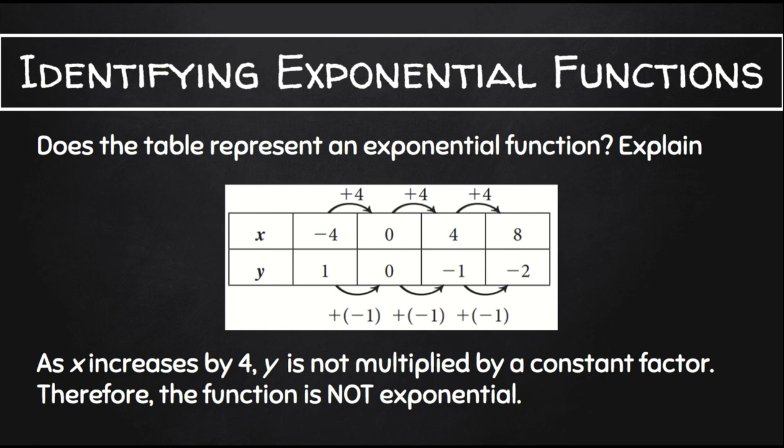Now, if you review what we would see when we were looking at a table of values for a linear function, we would notice that you would either add or subtract a constant factor or a common value on the top and the bottom. In order for it to be an exponential function, we have to multiply by a common factor. So this is not an exponential function, it's a linear function here.